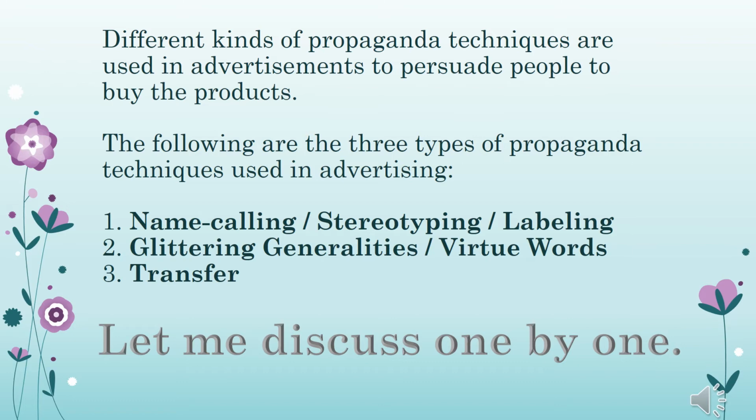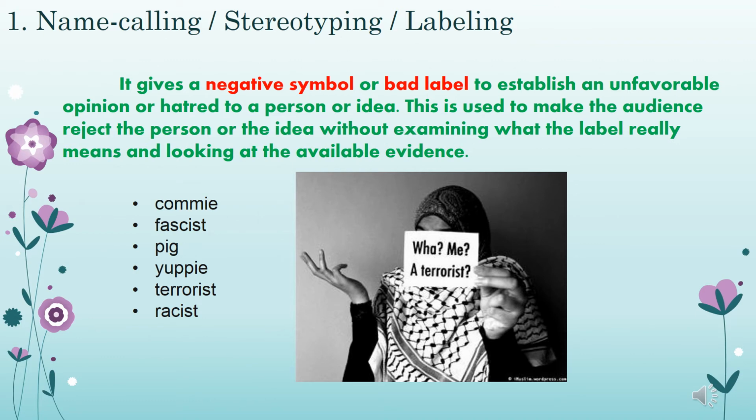So the following are the three types of propaganda techniques used in advertising. 1. Name calling, stereotyping, labeling. 2. Glittering generalities or virtue words. And 3. Transfer. So let me discuss one by one. Number 1 is name calling, stereotyping, and labeling. It gives a negative symbol or bad label to establish an unfavorable opinion or hatred to a person or idea.